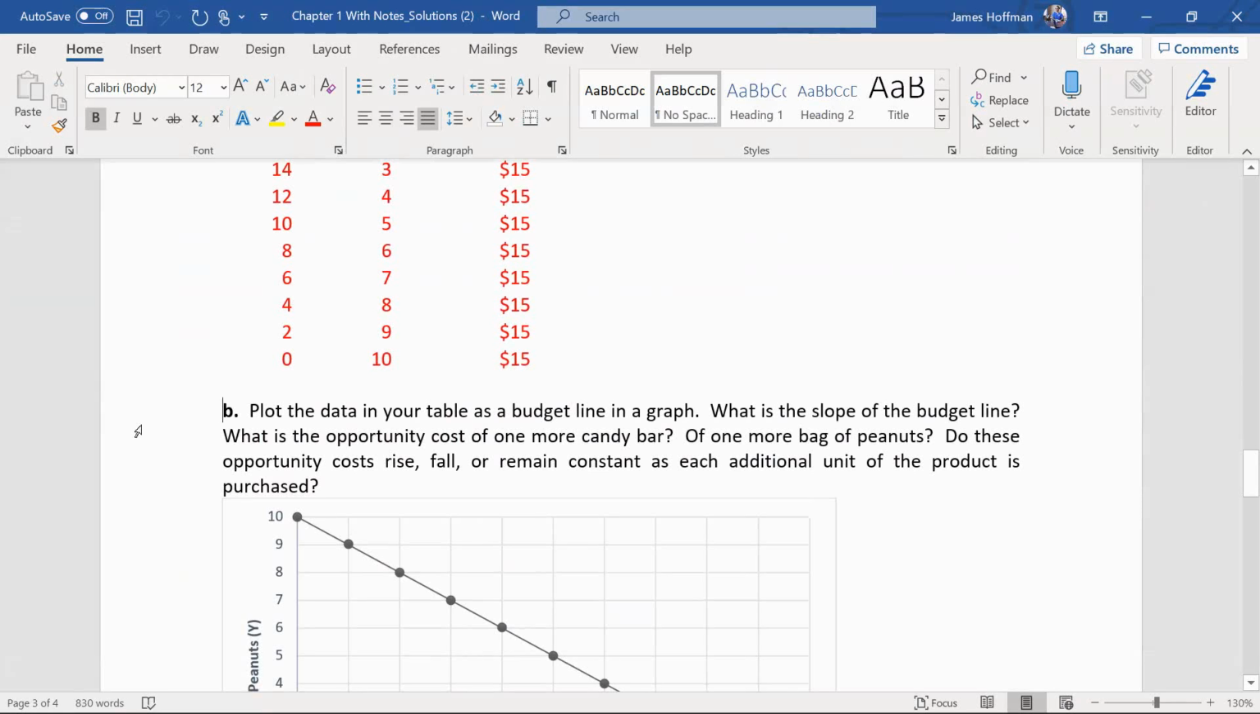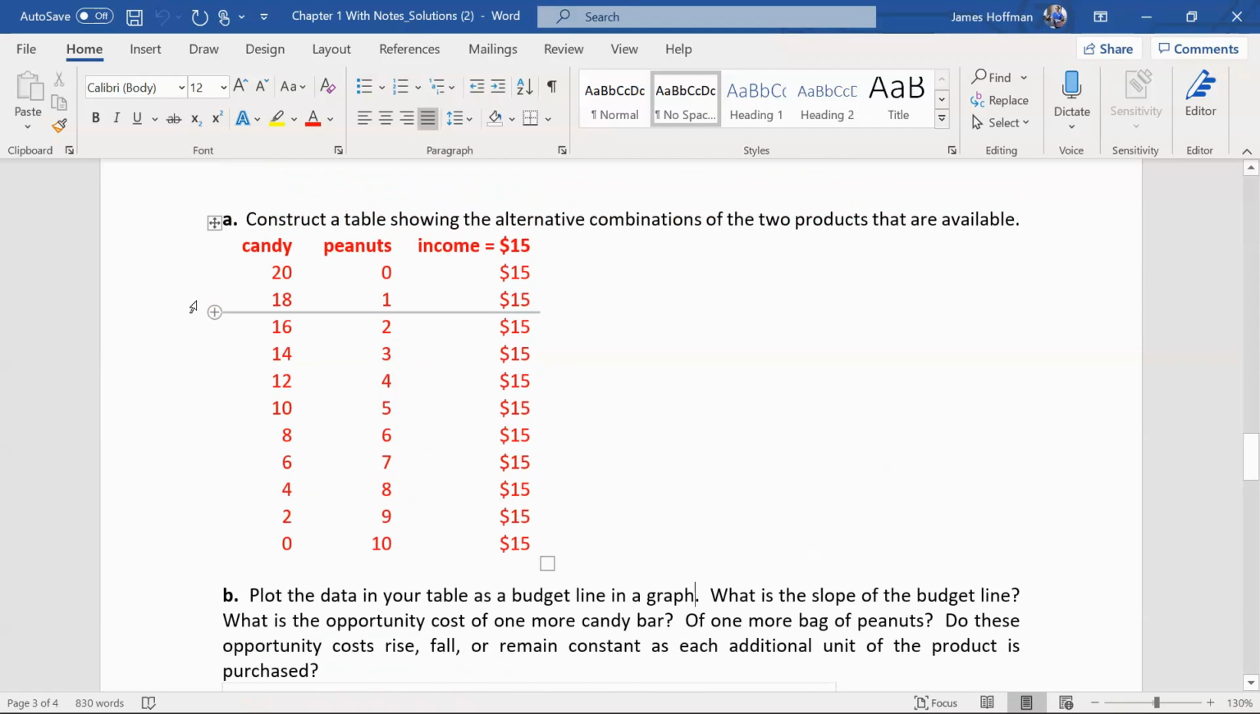Okay, then part B is first plot the data in your table as a budget line in the graph. So all you're doing is putting all these points and drawing a straight line through them. So you can either plot these points on graphing paper and just show that graph by hand, or if you put the points in Excel, you can just tell Excel to make a little graph.